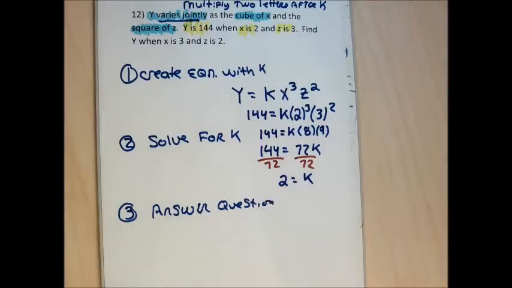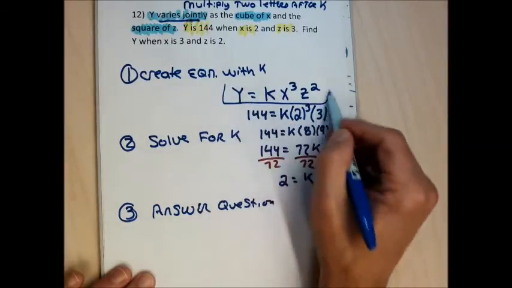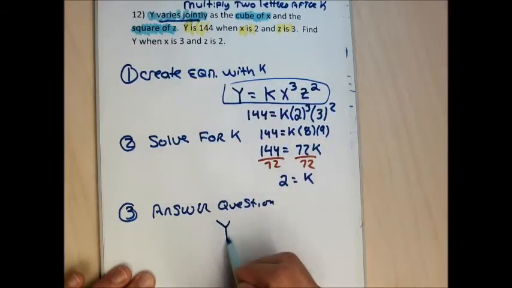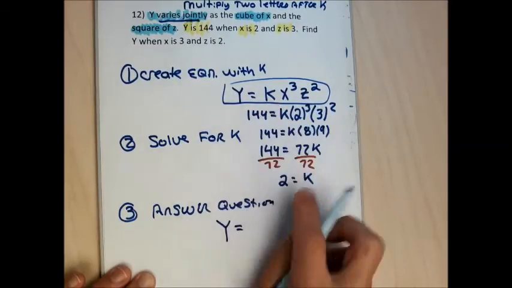Done with the second sentence, moving on to the last sentence. For the last sentence, I'm going to use my equation. I'm going to write y equals, and in for k, I'm going to plug in 2.